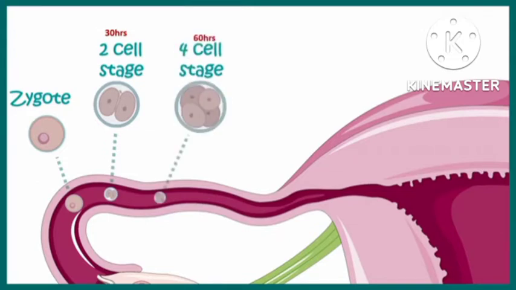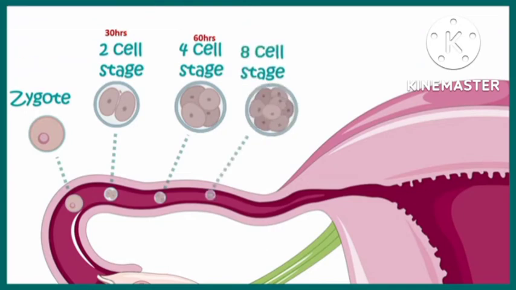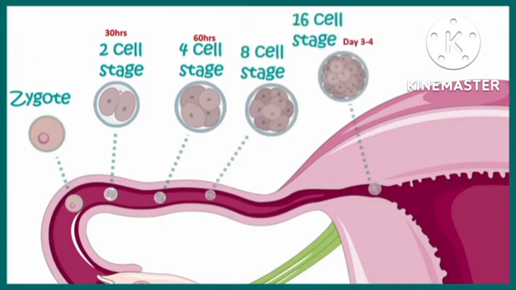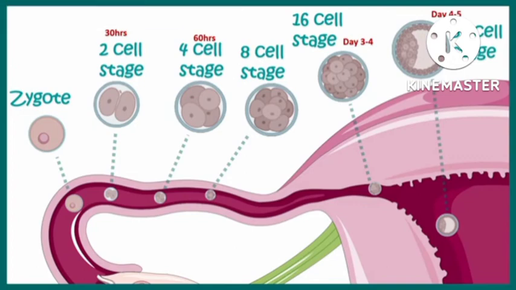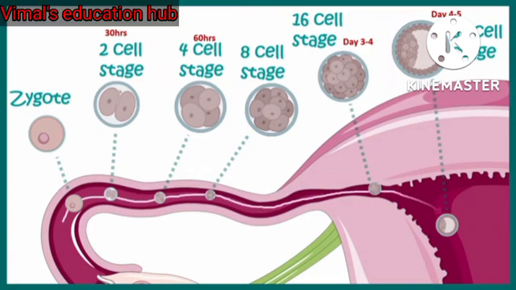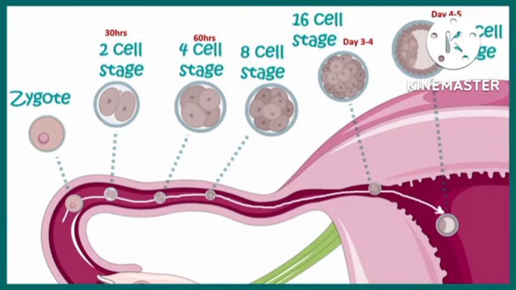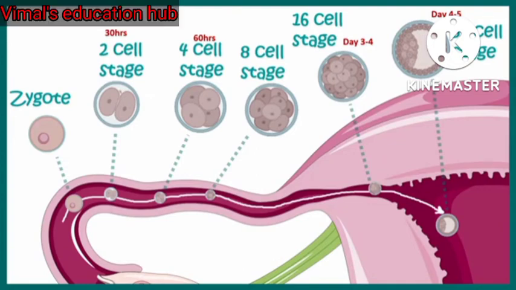If we wait 60 hours, there would be the 4 cell stage, the 8 cell stage, and eventually after day 3 to 4 there would be the 16 cell stage, and at day 4 to day 5 there would be a 32 cell stage. One noticeable factor in this process is that all these events are happening while the embryo is moving towards the uterine cavity. Eventually, in the uterine cavity, the embryo gets embedded into the uterine wall.